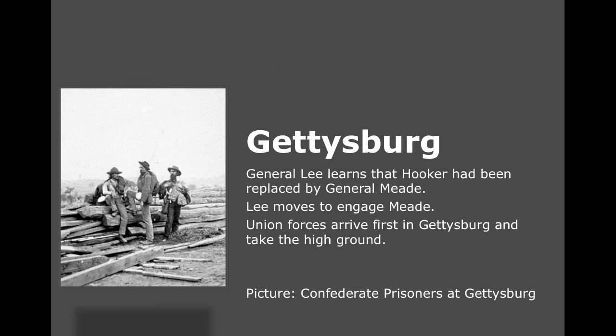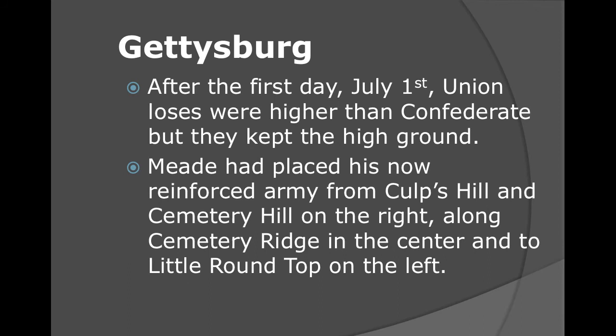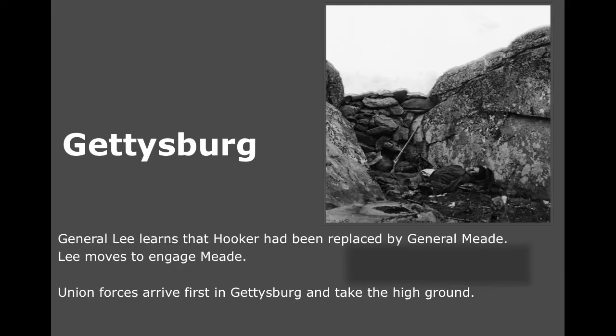In this picture, you can see 3 Confederate soldiers that were taken prisoner after the Battle of Gettysburg. After the first day, July the 1st, Union losses were higher than the Confederates, but they did not surrender the high ground. Meade now placed his army on top of Culp's Hill and Cemetery Hill on the right, and along Cemetery Ridge in the center and the Little Round Top on the left.